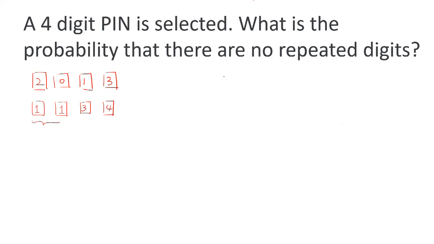Okay, so how do you approach this problem? First, we need to consider the sample space, right? Suppose we denote the no repeated digits as an event A. Here we want to find the probability of this event, right? The probability of this event is the number of sample points in this event over the number of sample points in the sample space, right? Okay, so first of all, let's consider the denominator. What is the sample space? How many sample points are there in the sample space?